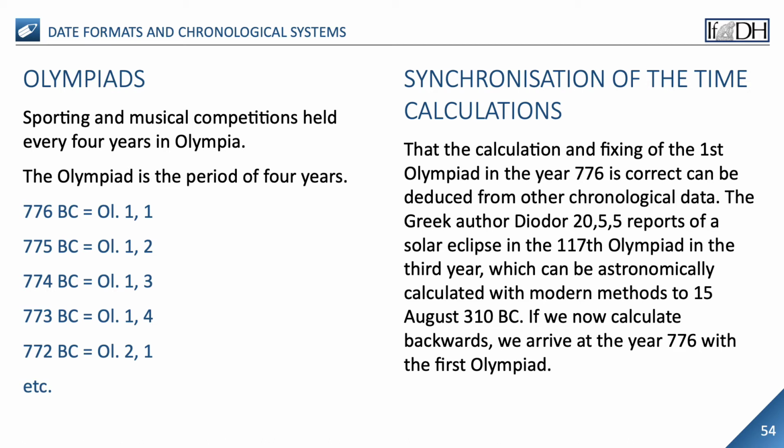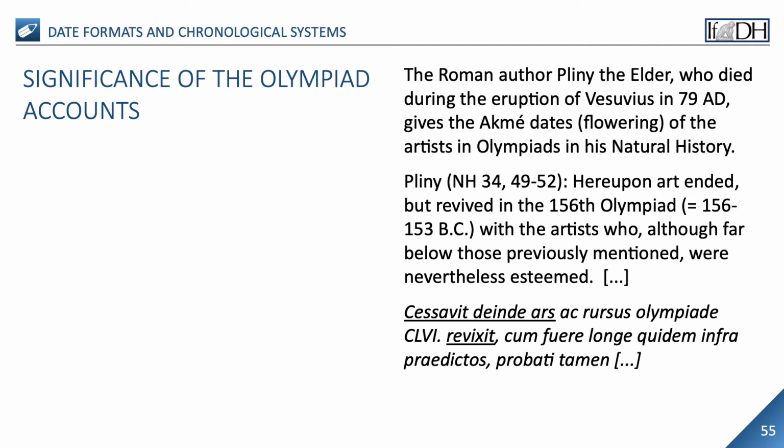That the calculation and fixing of the first Olympiad in the year 776 is correct can be deduced from other chronological data. For example, the Greek author Diodorus reports on a solar eclipse in the 117th Olympiad in the third year, which can be astronomically calculated with modern methods to the 15th August 310 BC. If we now calculate backwards, we arrive at the year 776 with the first Olympiad, which confirms the synchronization of the time calculations. One could now simply convert this information, but the customs of antiquity are somewhat more special.